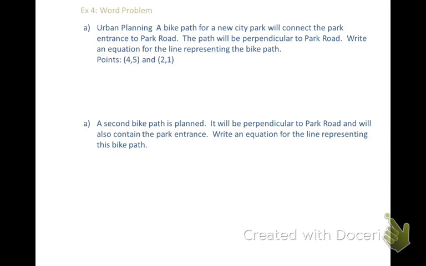First of all, we need to find the slope of the Park Road. So now you have to remember your formula for slope. I'm going to put it on the side here. That is y2 minus y1 over x2 minus x1. So m equals. We're going to find the slope first. So it's going to be 1 minus 5 over 2 minus 4. That would be negative 4 over negative 2, which equals positive 2.